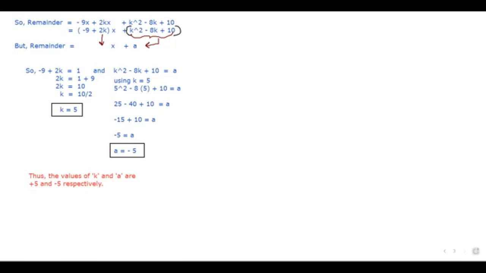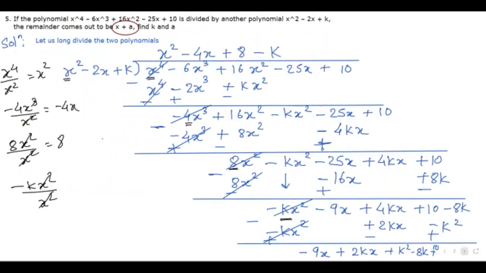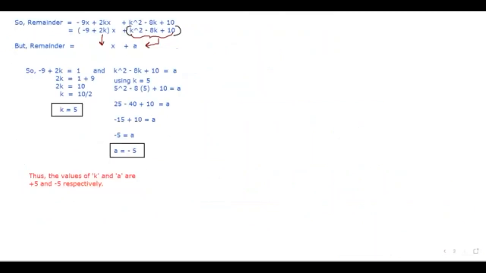Yes, sir. Take down a question. What was the question here? If a polynomial is divided by another polynomial, remainder is x plus a. Now I'll tell you, if a polynomial is divided by another polynomial, remainder is px plus q. Can you find out the values of p and q then? Similar question I'm giving. Start doing it.